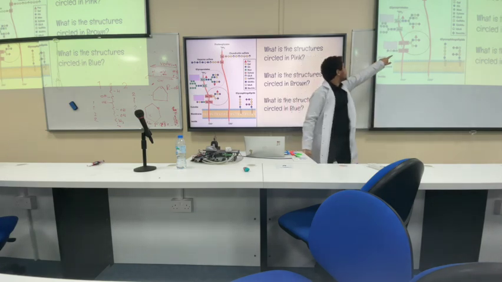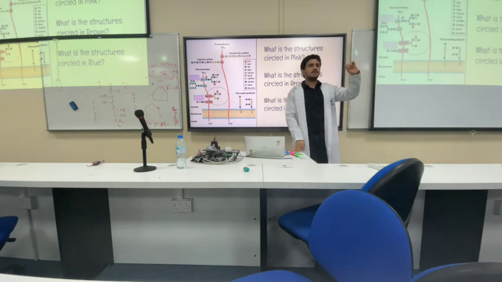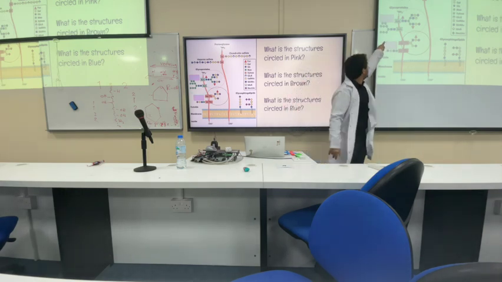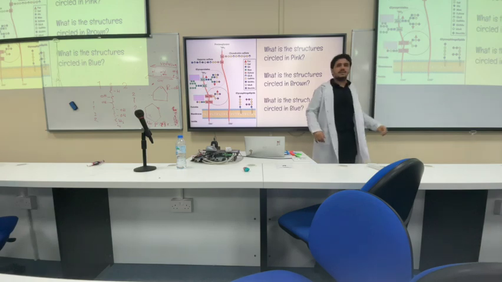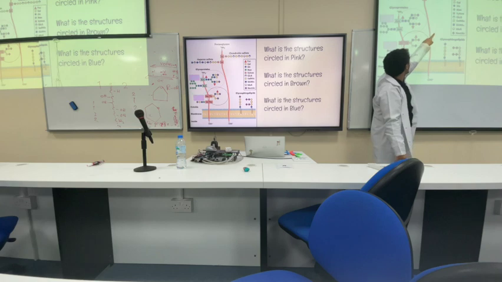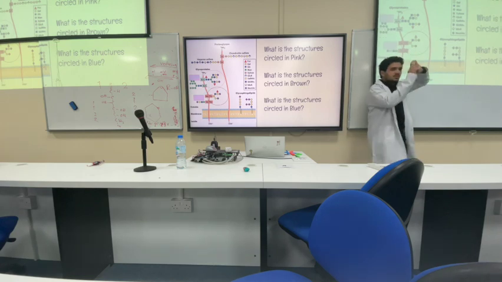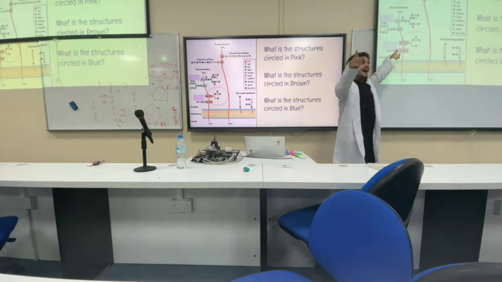How about this brown ring? O-linked? Alright. How about in light blue? N-linked. Now look at the key. It is which molecule? It's green, like those green balls. What molecule? High mannose, yes.